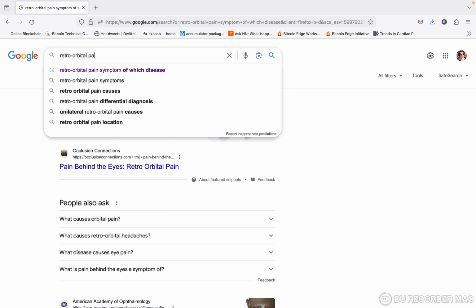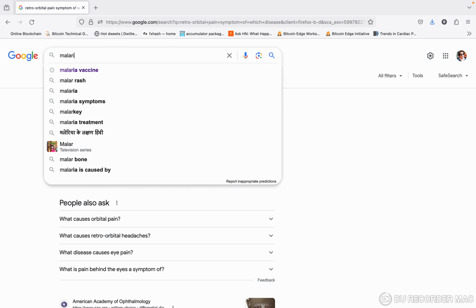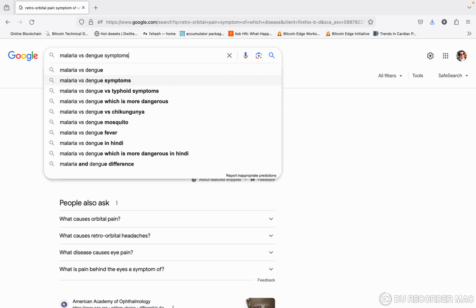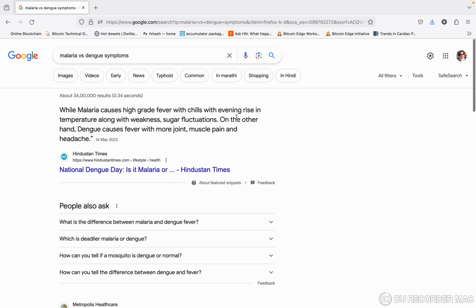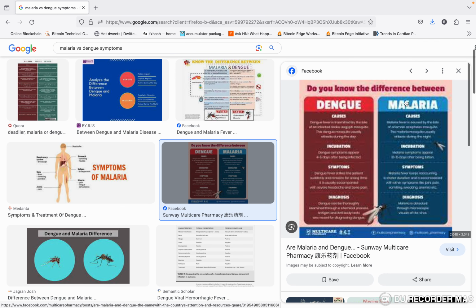Okay, let me check malaria symptoms and dengue symptoms. Then, I think there will be some mismatch in the options. That's why they have given those options. Let me check if there is any chart. It's dengue. Okay. Difference between dengue and malaria.